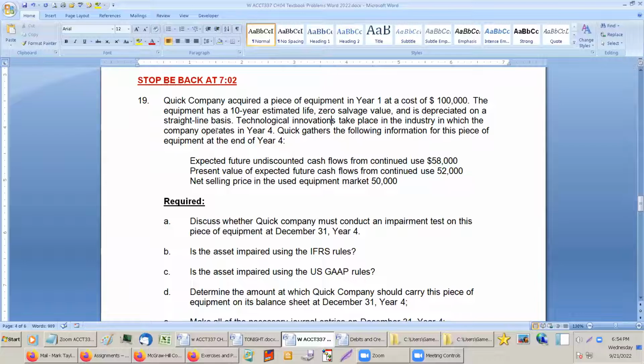Have you guys had that in your intermediate accounting classes or no? I think we briefly covered them in one of them. Okay, all right. I guess maybe we could have gone through them, but they're not that different, to be honest with you. They're fairly similar. So anyway, we'll be back at 7:02 and we will start this up again.